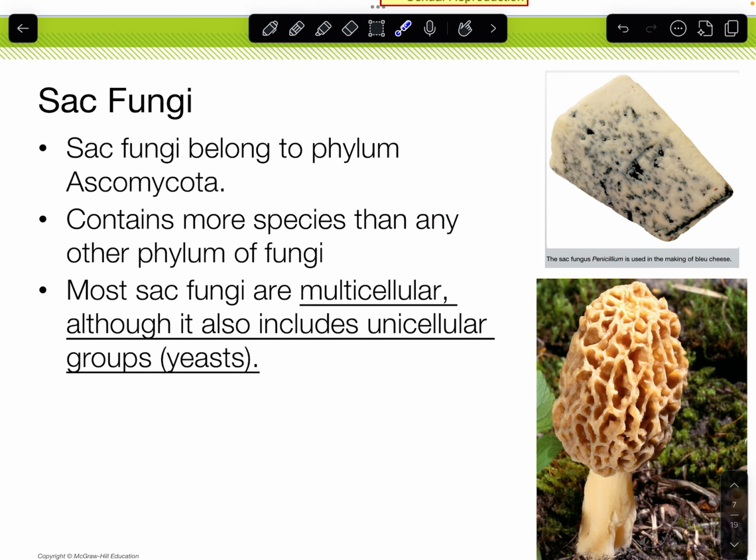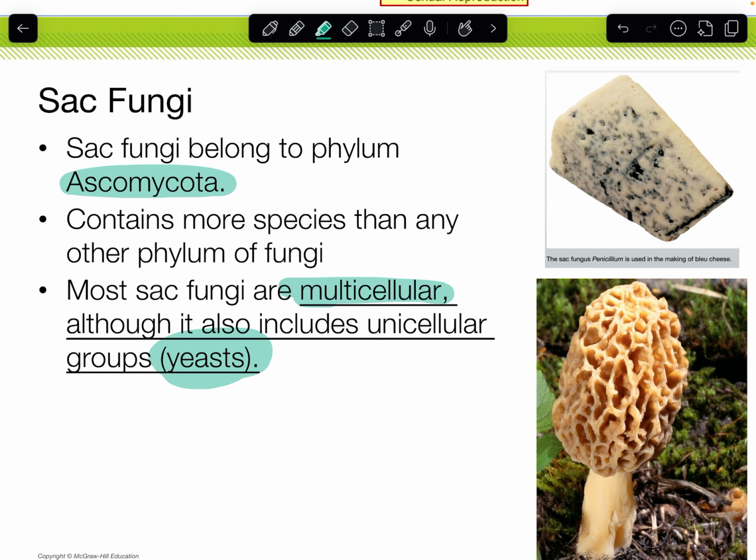On to our third phylum that we're going to talk about, which are sac fungi. Sac fungi belong to phylum Ascomycota, and Ascomycota contains more species than any other phylum of fungi. So they contain the most fungi, and most of those sac fungi are multicellular, although it does contain yeasts. And remember, yeasts are the unicellular fungi. So while most sac fungi are multicellular, yeasts are also a sac fungus.